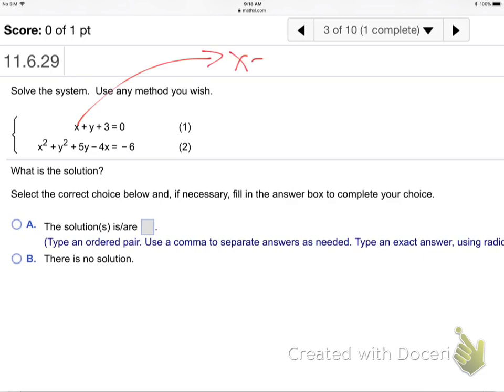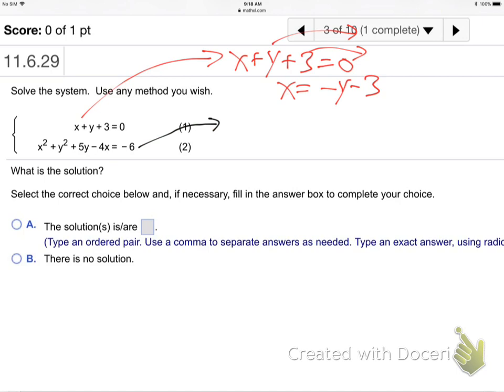Let's come up here. So x plus y plus 3 equals 0. Jump the y and the 3 to the other side. x equals minus y minus 3. So go ahead and get x alone in the top equation. And then plug that into the bottom.